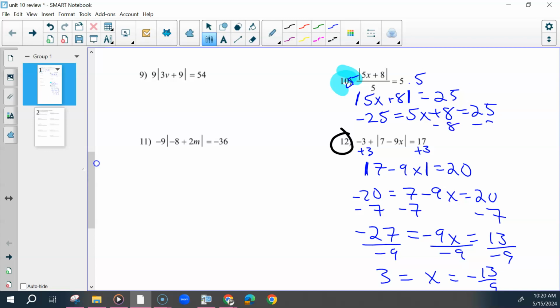Can you do the 5 first? Divide the 5 first. You could, but then you're going to end up with fractions everywhere. I would avoid that. Unless everything was divisible by 5. Yeah, except 8, because of the 8. It won't work well.